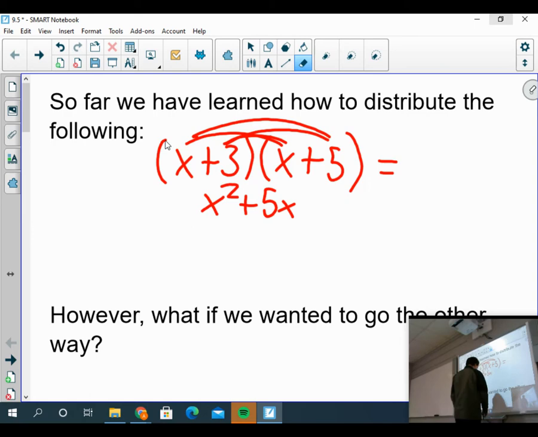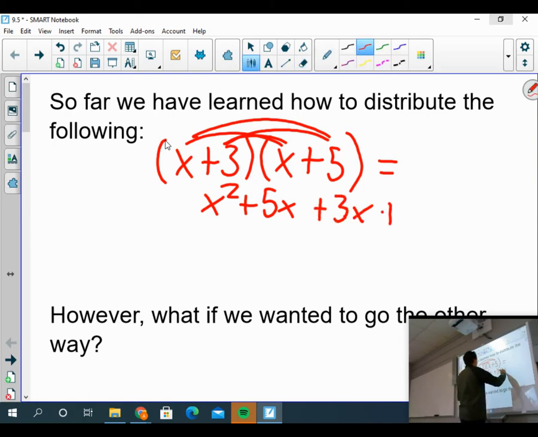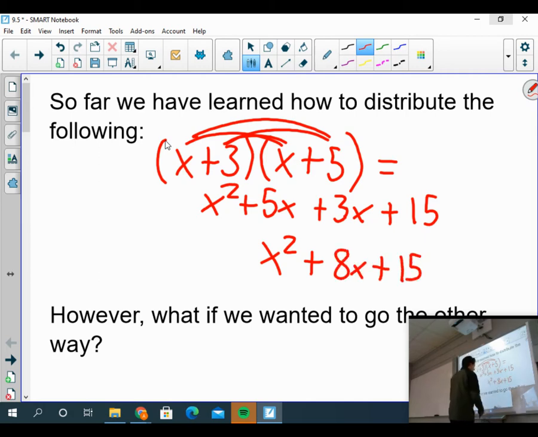And we get x squared plus 5x plus 3x plus 15. We combine our like terms. Remember, like terms in polynomials, same base and same exponent. And we get x squared plus 8x plus 15.